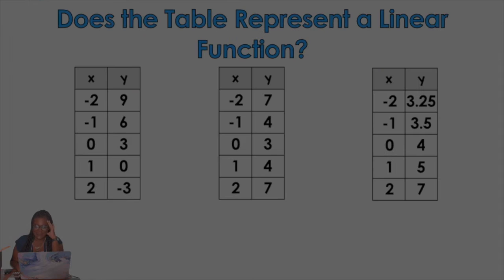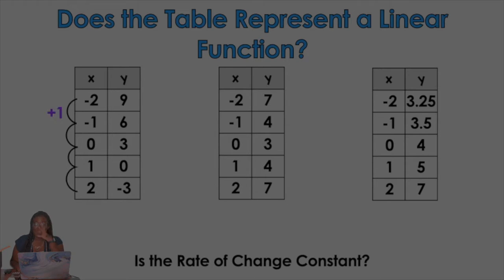Does the table represent a linear function? First of all, we have to ask, is the rate of change constant? Look at the x column. Everything's increasing by 1. That's constant. But we also have to look at the y column. Everything's decreasing by 3. Also constant. Is the rate of change constant? Yes, this is a linear function.